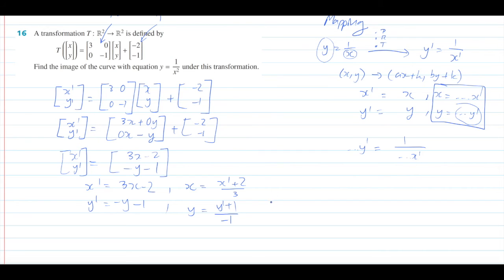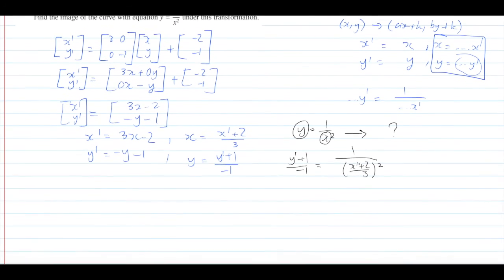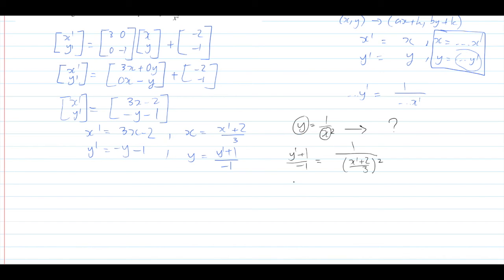And you can find the new transformed graph. So what's happening here is you have y equals 1 over x squared, and that's getting transformed into a new graph. And to get that new graph, you sub in these x and y values that we just found into these 2 points. So what is y? What's another way of writing y? Well, according to our expression, it is y prime plus 1 divided by negative 1. And how do you write your new x? Well, that is x prime plus 2 divided by 3, and then everything fully squared. All you're doing is substituting, guys. And just do your algebra.